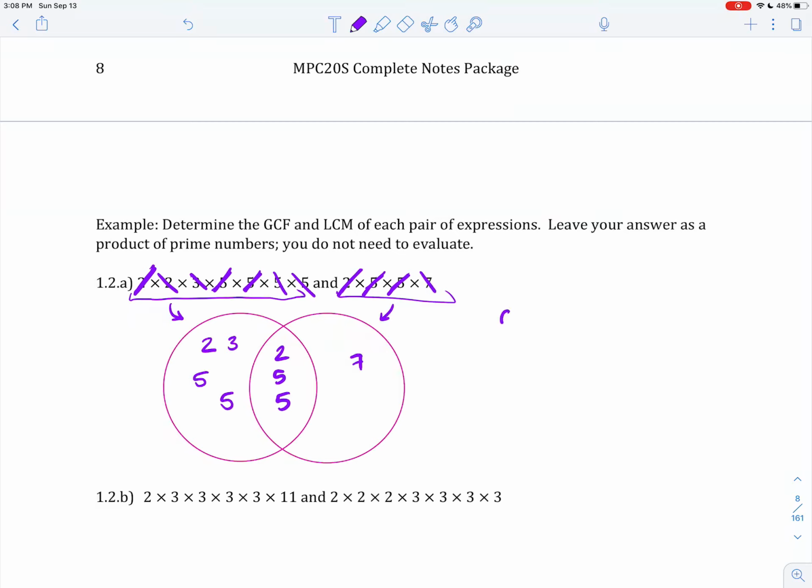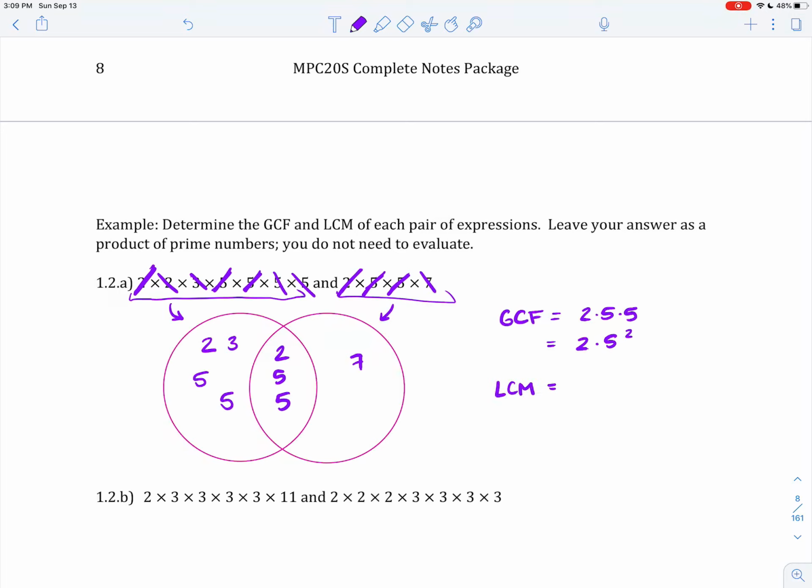So if I wanted to determine the GCF, I would include everything that is common between those two values, which happens to be the 2 times 5 times 5, or I could write it as 2 times 5 squared. Notice that in the instructions it says that I could leave my answer as a product of prime numbers. I don't have to evaluate, but if I wanted to, I could. I would just complete this multiplication and find the actual number.